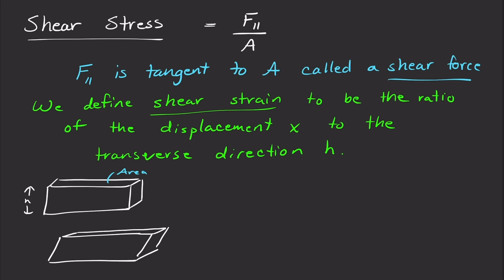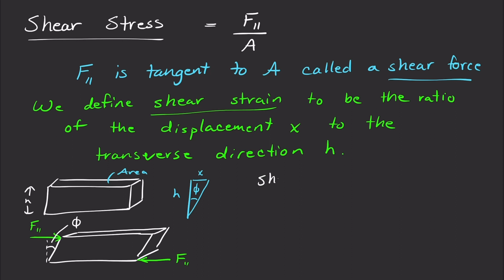Okay, so we apply a force this way that's tangent to this area. That's going to cause it to be deflected by some angle, so this might be some angle phi. If we look at this triangle that's produced, we have this angle phi, and the object has been deformed, or deflected, some distance x corresponding to this angle phi.